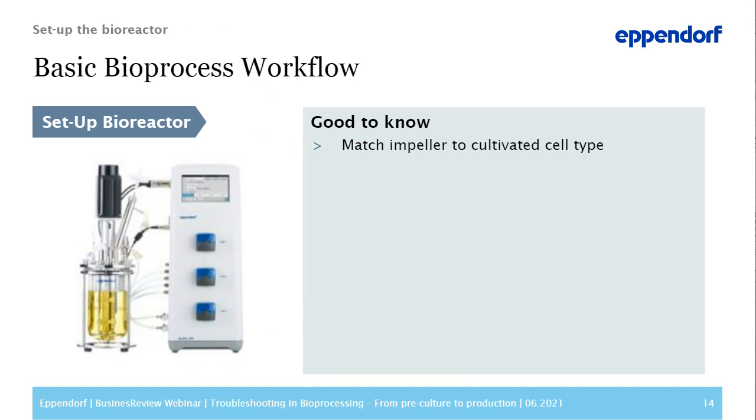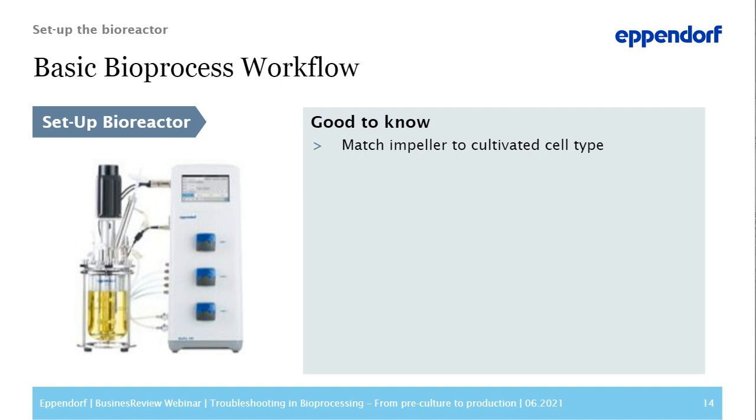Thank you, Ines. So to start with, a basic bioprocess workflow will start with the bioreactor setup. So the first thing to look at is the impeller type that will work best with your cell line, considering the oxygen transfer rate, which is actually very optimal for your cells.